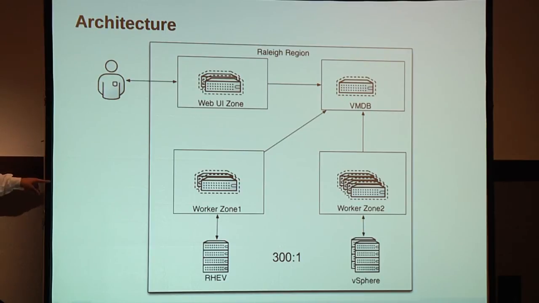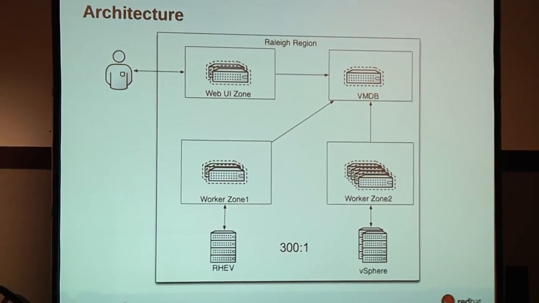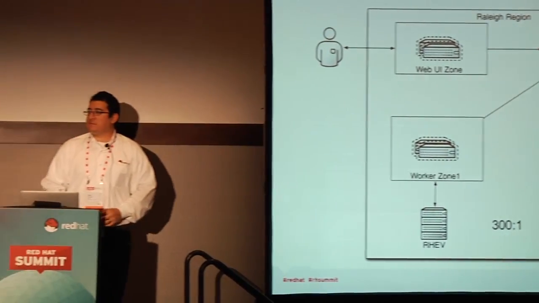Then we have a separate zone for vSphere. And this number down here, 301, is a rough estimate of what we recommend for a single zone. So 300 virtual machines to be managed by a single CloudForms Management Engine server. Yeah. So the important thing here is that you could basically, by role, designate what these CloudForms Management Engines do, and then you could horizontally scale them for capacity.